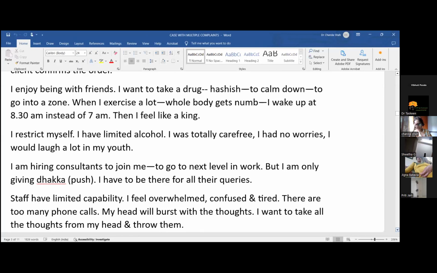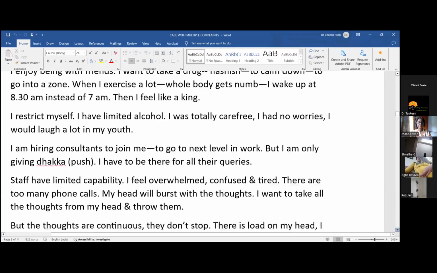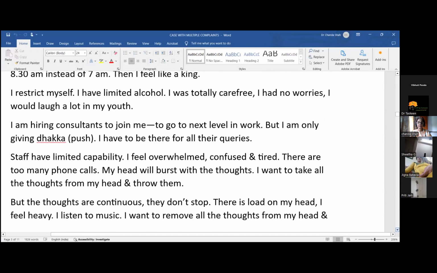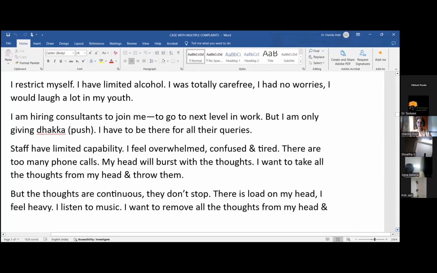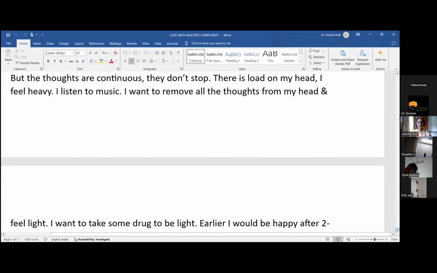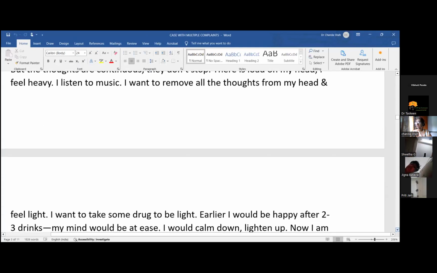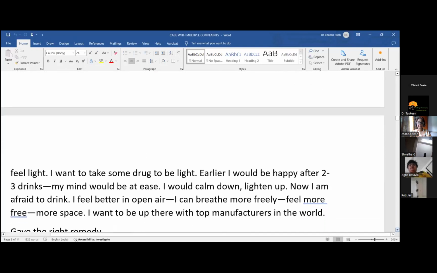Doctor, there are too many phone calls. My head will burst with the thoughts. I want to take all the thoughts from my head and throw them. But the thoughts are continuous. They don't stop. There is load on my head. I feel heavy. Okay, something is ringing a bell. Load on head. I feel heavy. I listen to music. I want to remove all the thoughts from my head and feel light. Okay, heavy, light. I want to take some drug to be light.